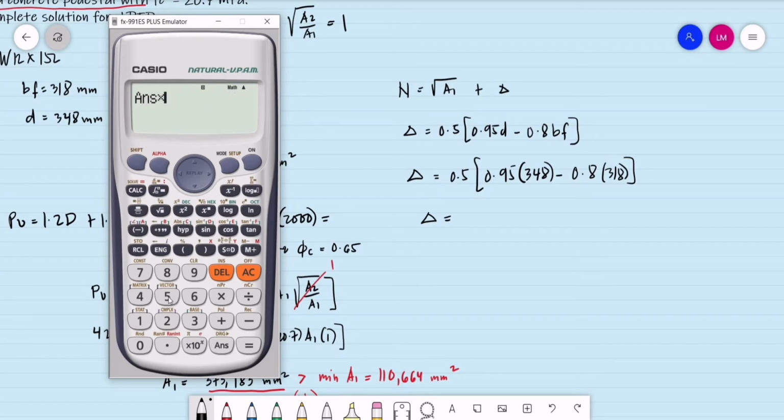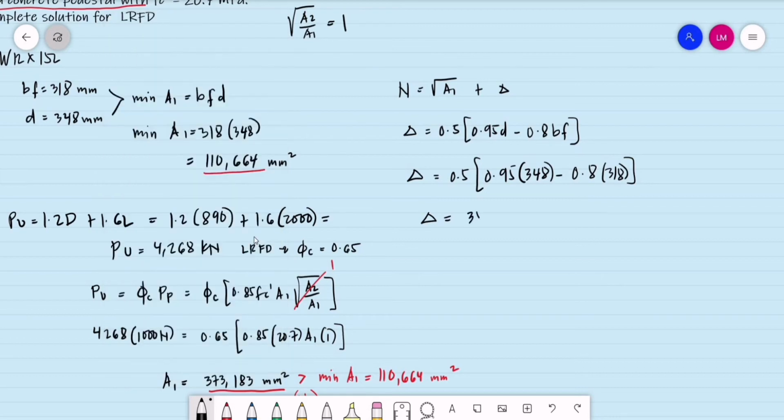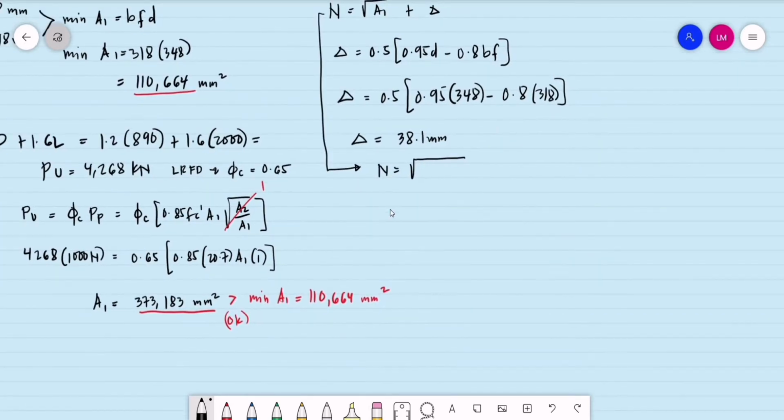Okay, then multiplied by 0.5. Okay, the delta is equal to 38.1 millimeters. So we go back to our value of N. The value of N is equal to the square root of our computed area 1, that is 373,183 plus the value of delta. This is 38.1.